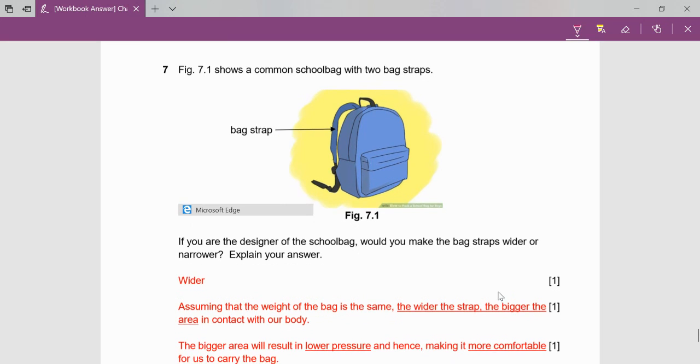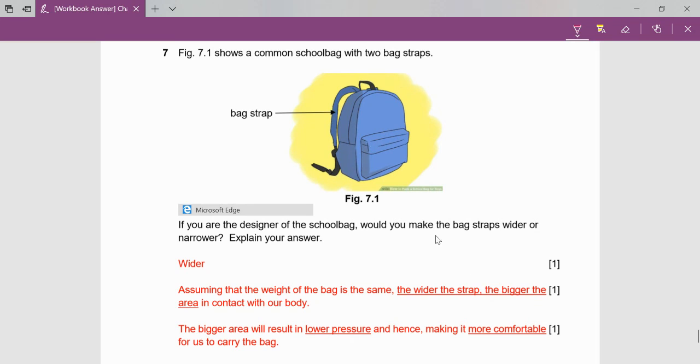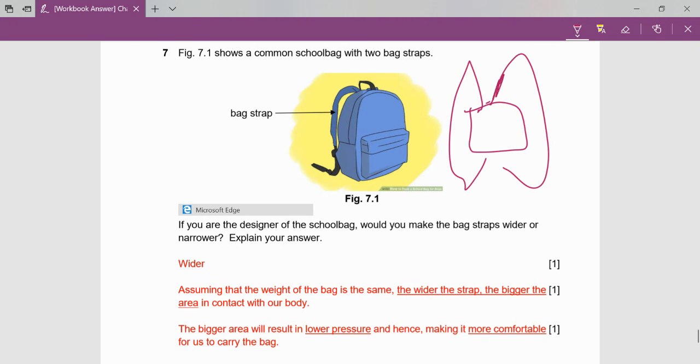And last question, question 7. A common school bag with 2 bag straps. If you design a school bag, will you make the bag straps wider or narrower? If you're not sure, you go and carry bags with very thin straps. You'll notice after a while, your shoulders will feel very painful because this is biting into your shoulder flesh. Because we already learned smaller surface area, higher pressure. That will be very painful. So we will want wider straps. Most of your school bags have very wide straps, which is comfortable.